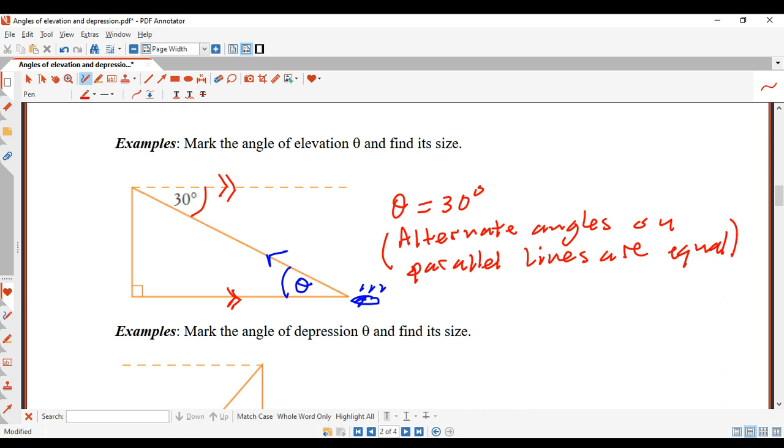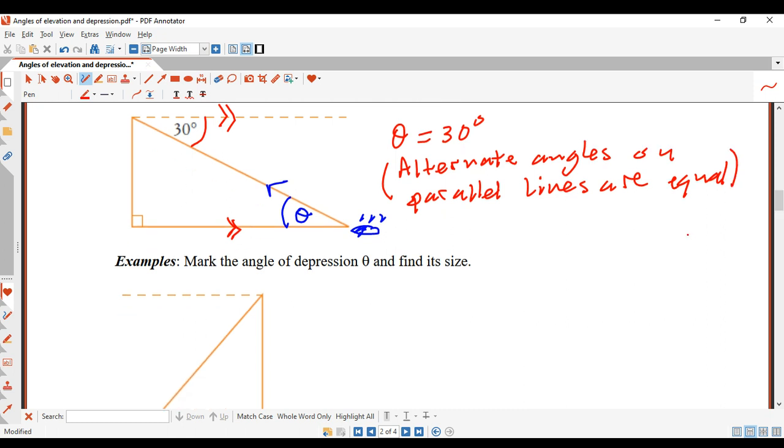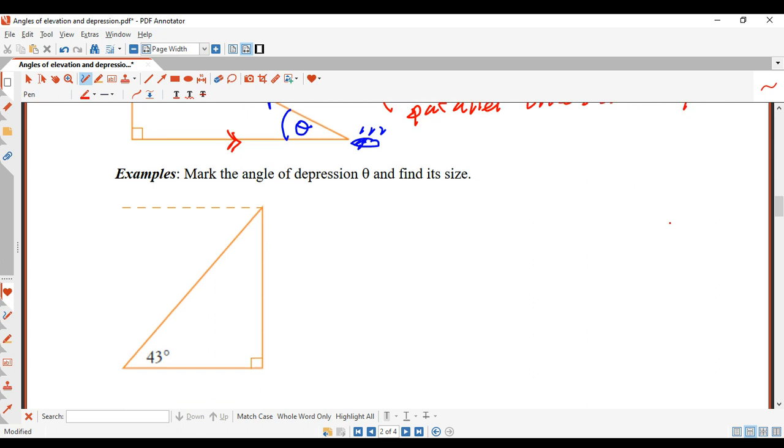Okay. All right, let's go to the next one. You're going to mark the angle of depression. Now, the angle of depression is when you're looking down. So just imagine you're up the top here, and here is your eye. Here's your eyelashes. And you're looking down. Okay, maybe there's a boat below. There's your boat.